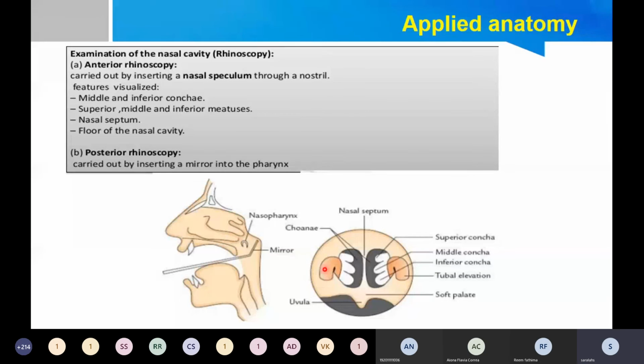This is the rhinoscopic image which is formed on the mirror actually. These are all the concha. This is the nasal septum.